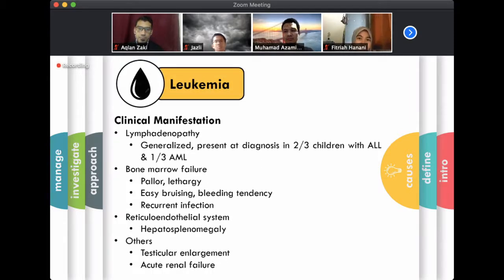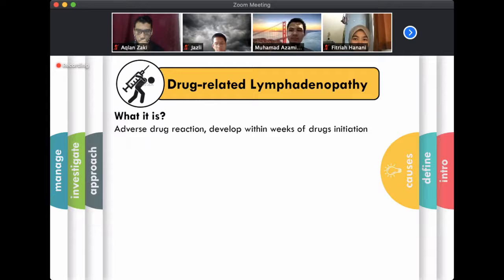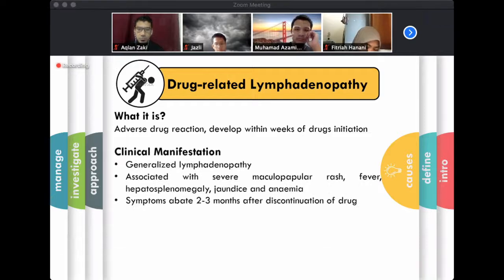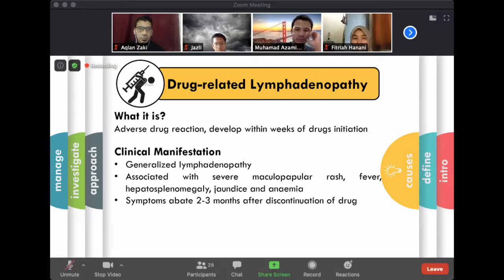So the next one is leukemia, that may present with generalized adenopathy in 2/3 of ALL patients and 1/3 of AML patients. So other symptoms include signs of bone marrow failure and also invasion of the reticuloendothelial system such as splenomegaly. So the last cause is drug-induced lymphadenopathy that may develop within weeks of drug administration. So the symptoms are generalized lymphadenopathy that is associated with maculopapular rash, fever, jaundice, and anemia. The symptoms may subside by themselves after discontinuation of the drug.